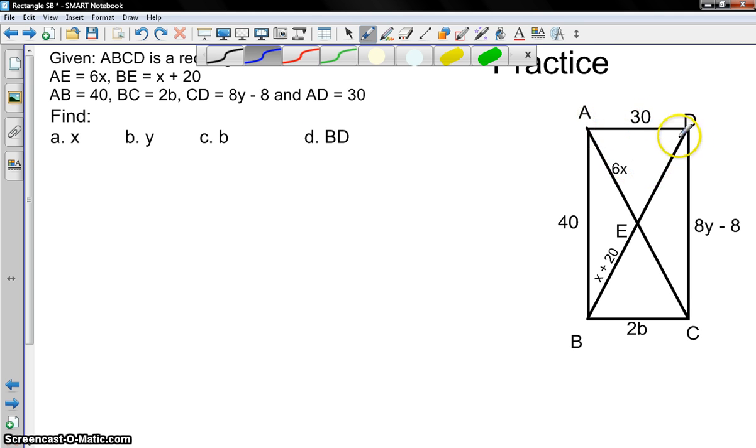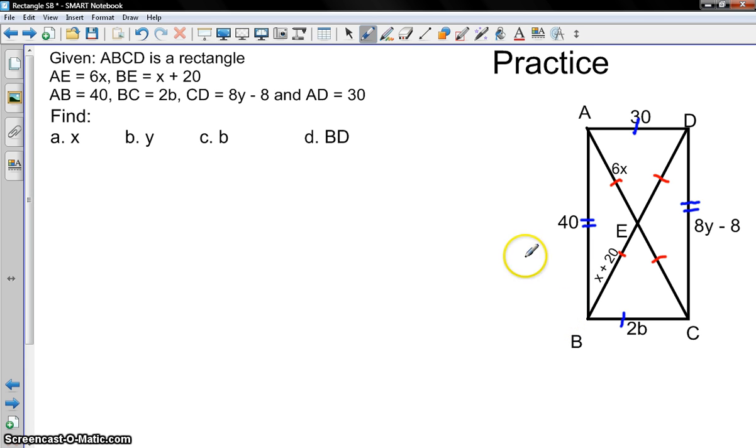So if I'm looking here at AD, I know that AD is going to be congruent with BC. And the reason why I know that is because opposite sides are congruent, which means AB is also congruent with DC. Now, the other thing that we know about a rectangle is that diagonals bisect each other and they are congruent. So that means all of those four segments are going to be congruent.